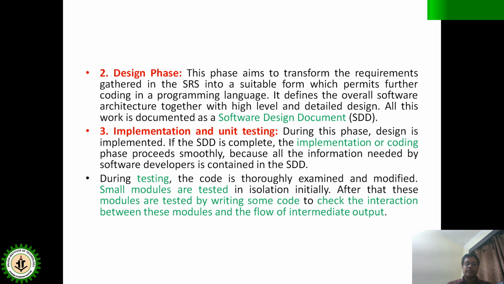Then the third stage is the implementation and unit testing. This is actually the coding phase, and here comes unit testing. Unit testing means testing one small module. What is a module? Suppose the loan facility in any bank: you can take a loan online. This loan facility of the bank is one module. Opening a fixed deposit may be another module, isn't it? So unit testing means one module that is tested separately.